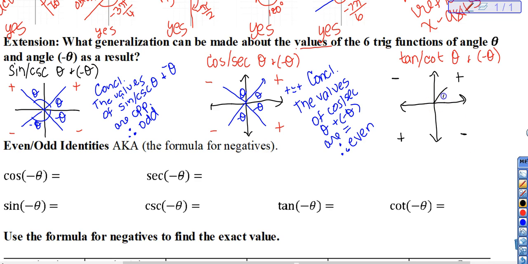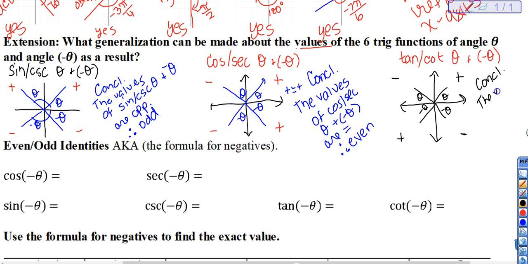So across the x-axis, are they the same or are they opposite? Opposite, right? So if I put theta up here and negative theta down here, their values are opposites, instead of the same. And on the other quadrants, it's the same idea. Theta and negative theta, their signs are opposite. So the tangent of negative theta is equal to the negative tangent of positive theta. They're opposite.